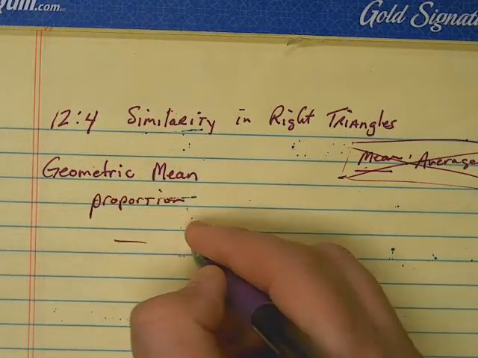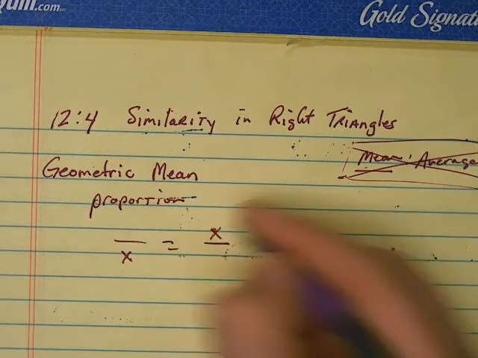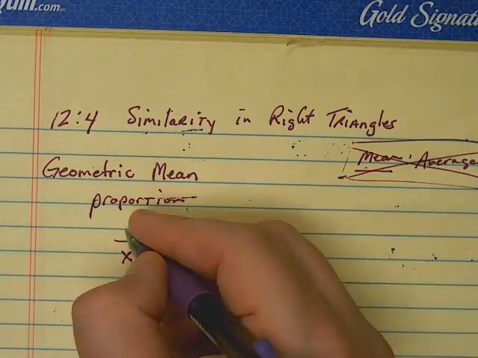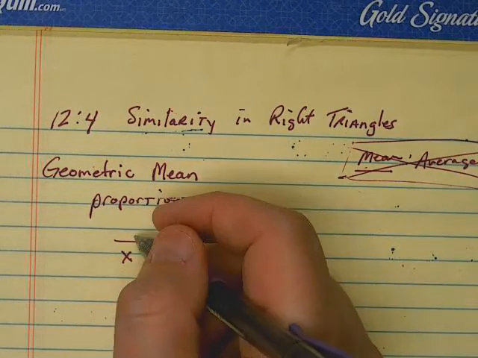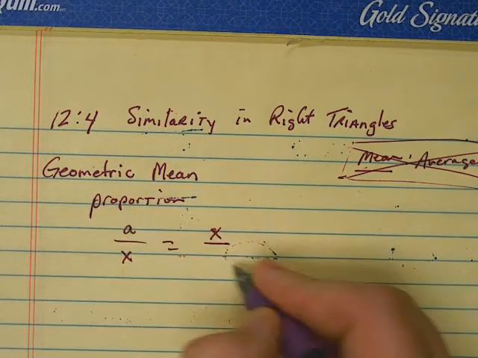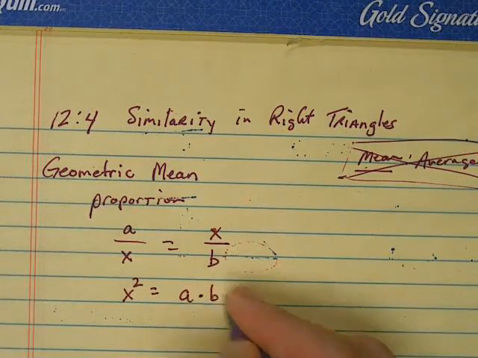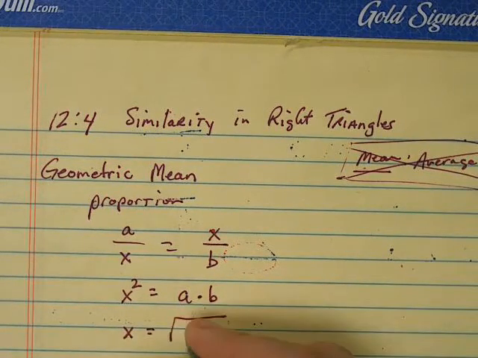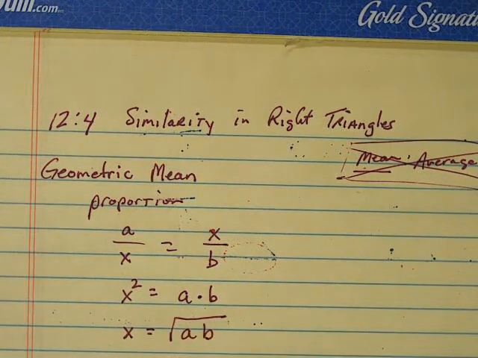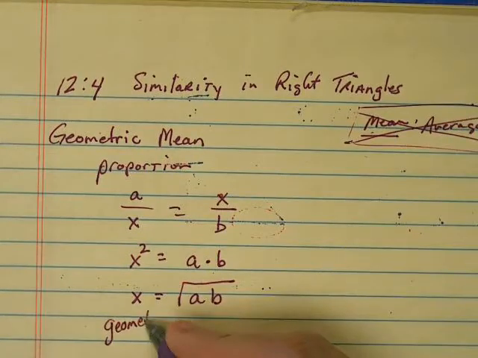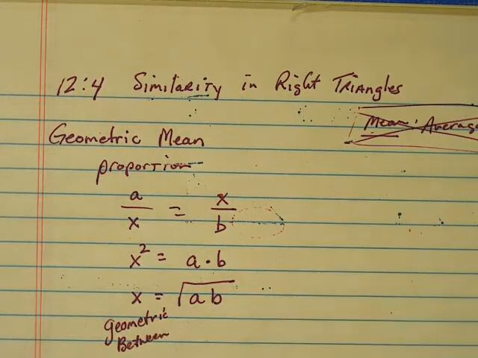Basically, the geometric mean is when you have the same number in a proportion and it's compared to two other numbers. So in a case like this, it would be x squared is equal to a times b, or x is the geometric mean between a and b. The geometric mean of two positive numbers is the positive square root of their product.